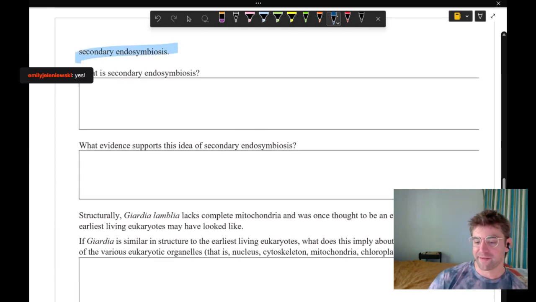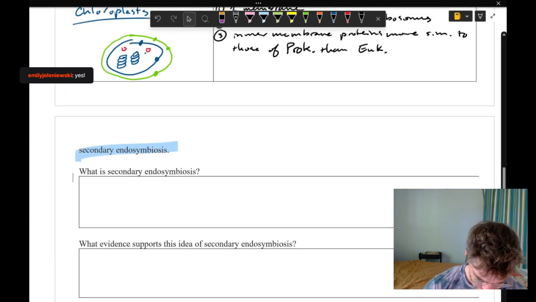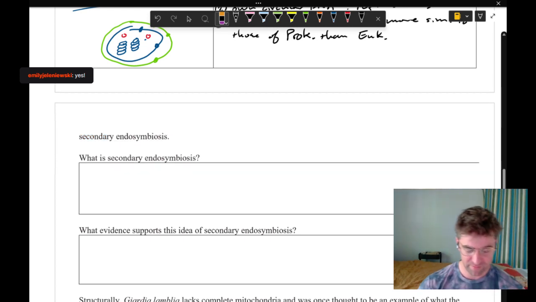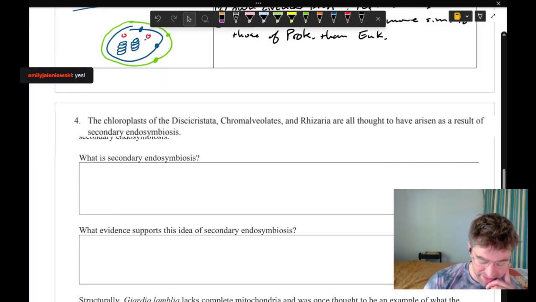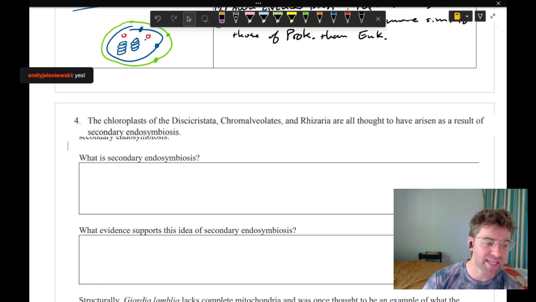Secondary endosymbiosis, simply having occurred after the first. So how do we decide which one came first? The chloroplasts of Discicristata, chromalveolates, and rhizaria are all thought to have arisen as a result of secondary endosymbiosis. What is secondary endosymbiosis? Said to have occurred when a heterotrophic eukaryote engulfs a photosynthetic eukaryote and then becomes an endosymbiont.